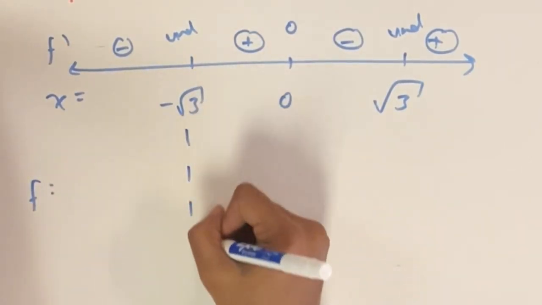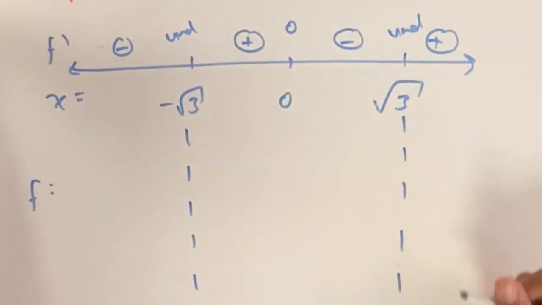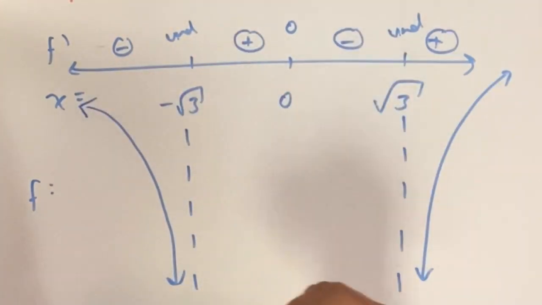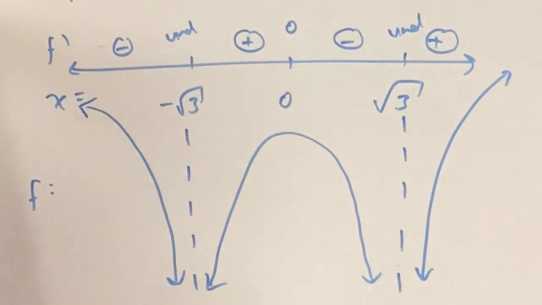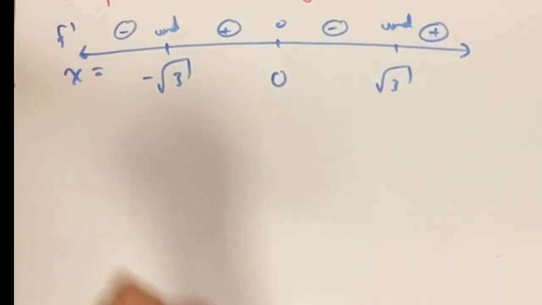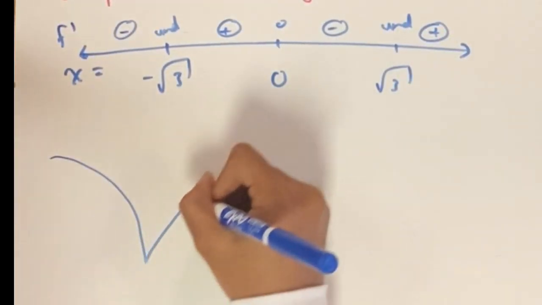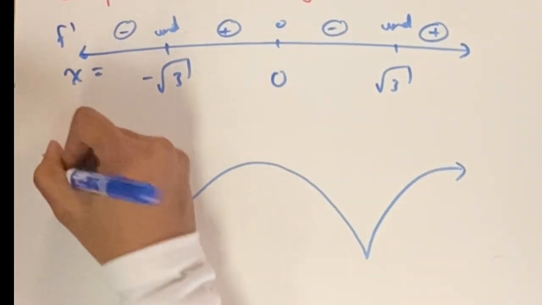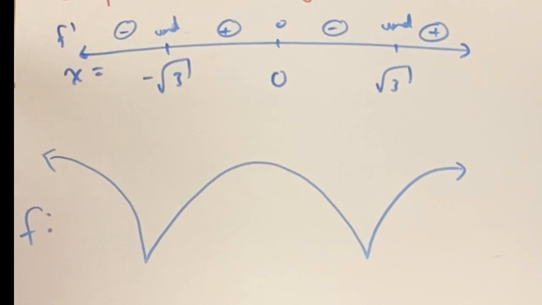Because f prime is undefined at plus or minus root 3, the graph of f can have many possibilities. Because we do not know what the original function is, the graph can either look like what is displayed on the screen right now, or what is displayed on the screen next. These are not the only two possibilities, but because we do not know the original function, we cannot determine for sure what the graph actually looks like.